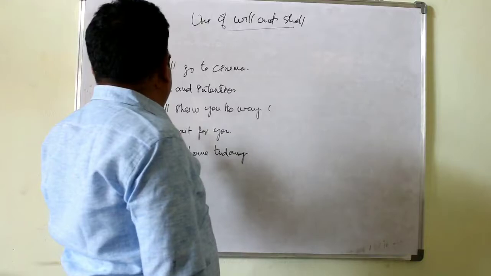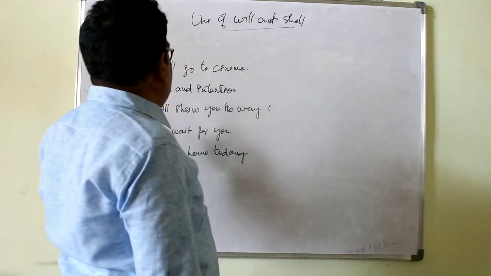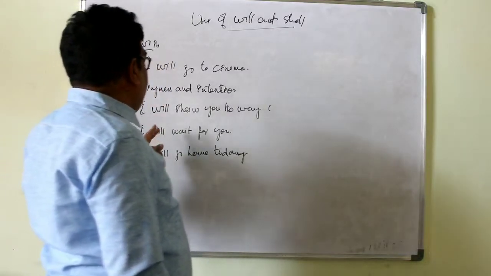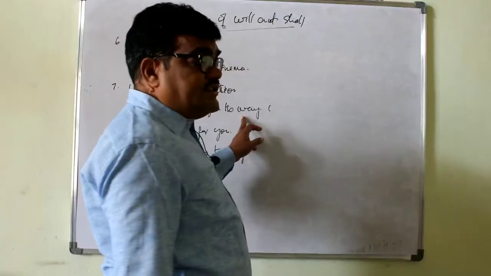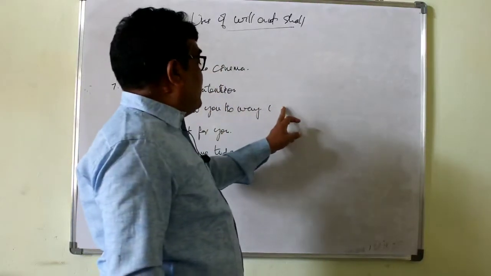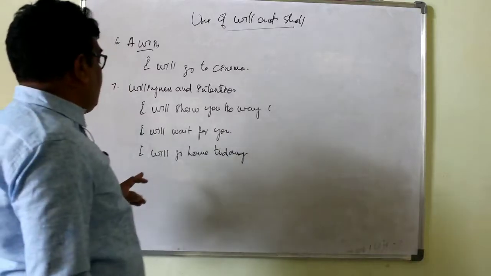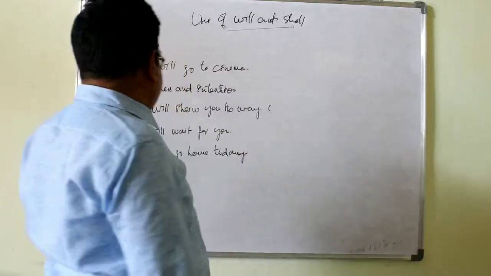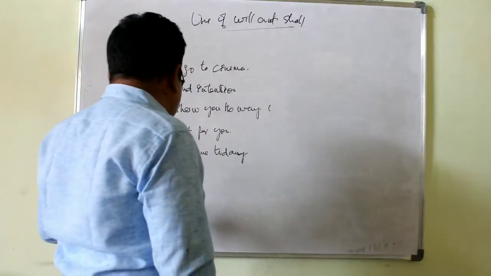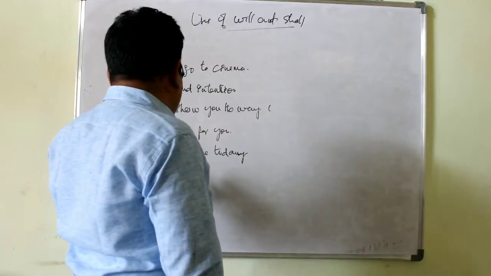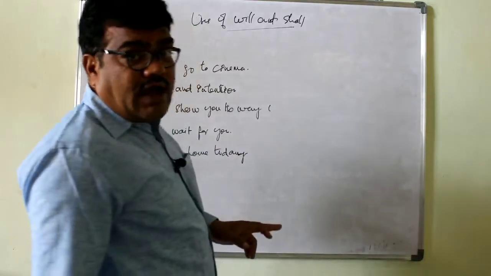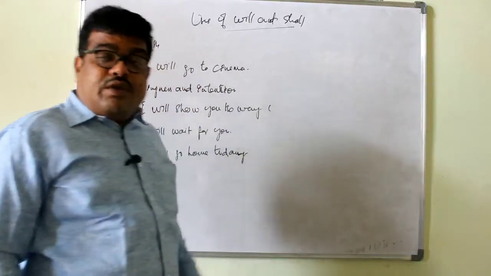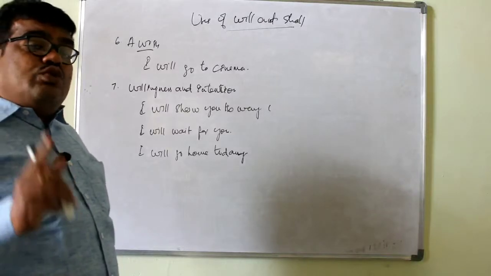I told you that will is used in the first person for willingness and intention. I will show you the way. This is willingness. Next example: I will wait for you. This is the intention. Another example I will take: I will go home today. This shows unpremeditated action. When you are using unpremeditated action, you can use will.